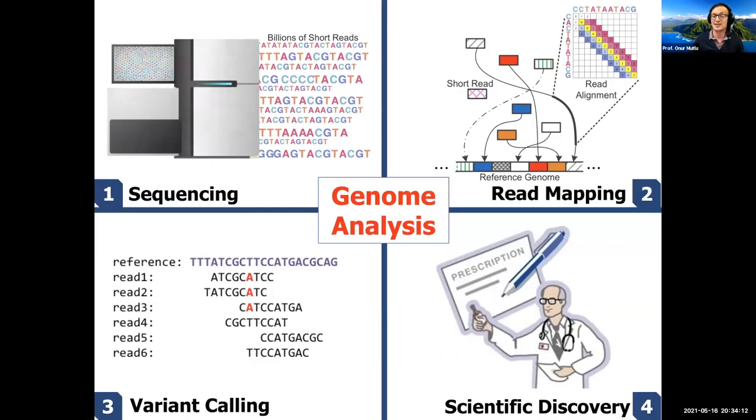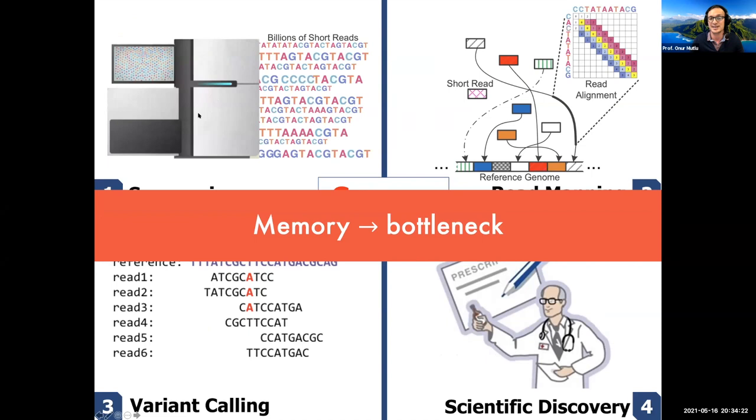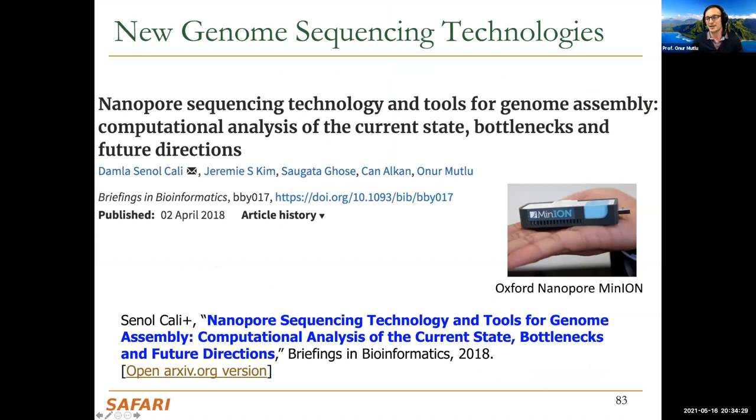Genome analysis increasingly is going to be strained by memory. It's already strained by memory because sequencing is not a problem, but the computational bottleneck is a problem, and memory is what limits us between the sequencing devices and scientific discovery and improvements in health and medicine. Okay, I already mentioned this basically. New sequencing technologies are actually there, but they're bottlenecked by memory, essentially. These devices are bottlenecked by memory.